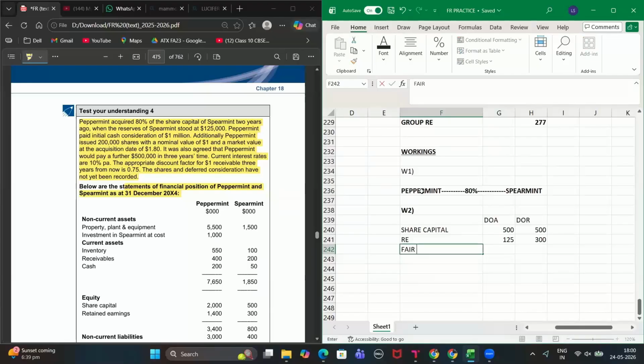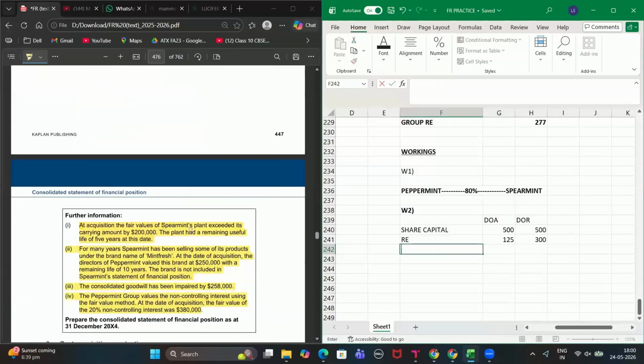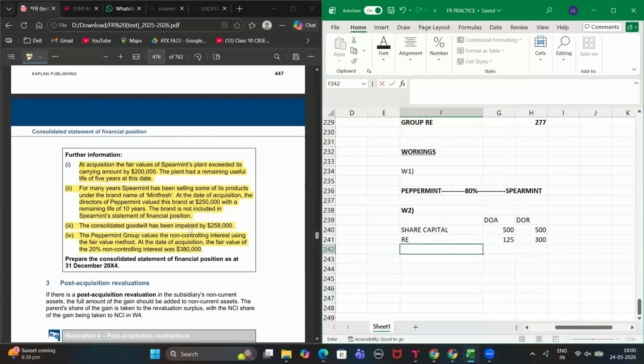So what are the fair value adjustments here? Tell me. Plant. How much is the fair value adjustment? For plant, it is 200. Okay.